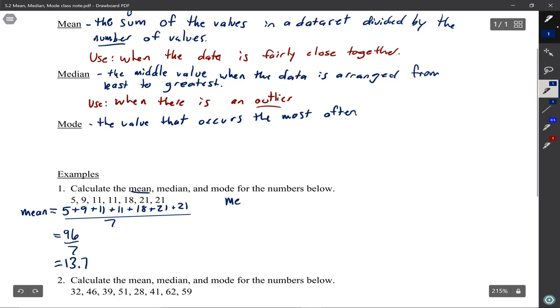Let's try our median. Remember, our median is the middle value if it's arranged from least to greatest. We can see that our numbers are already arranged from least to greatest. What we'll do is start crossing them off and find out what's left at the end. We'll cross out the first and last, and then the next and next last, and we'll cancel from the outside in, leaving us with only one number at the end. That is 11. Our median is 11.